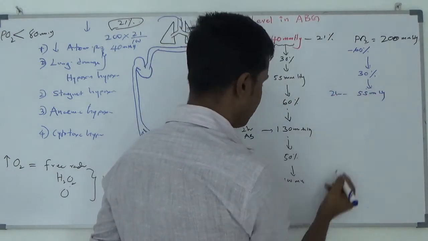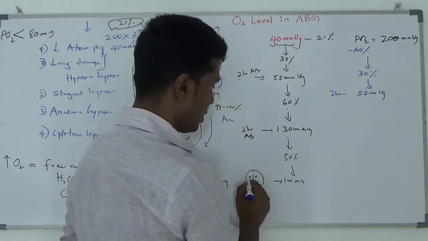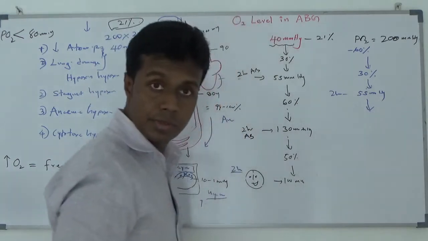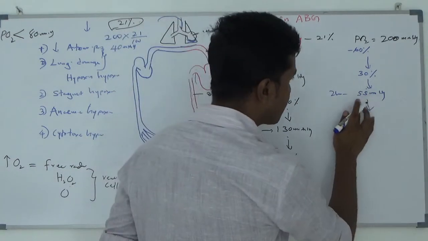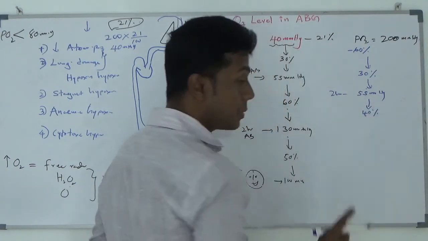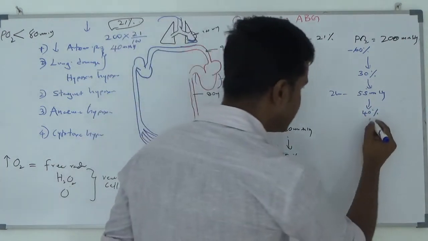2 hour ABG. Here again, 2 hour ABG should be done after about 2 hours. Because of 55, I increase into the 40%. After about 2 hours, I again repeat ABG.